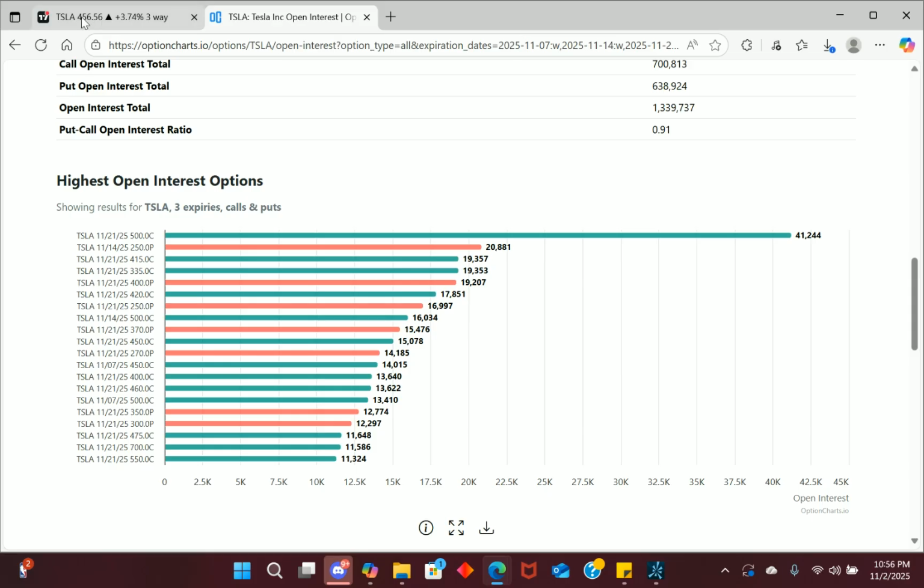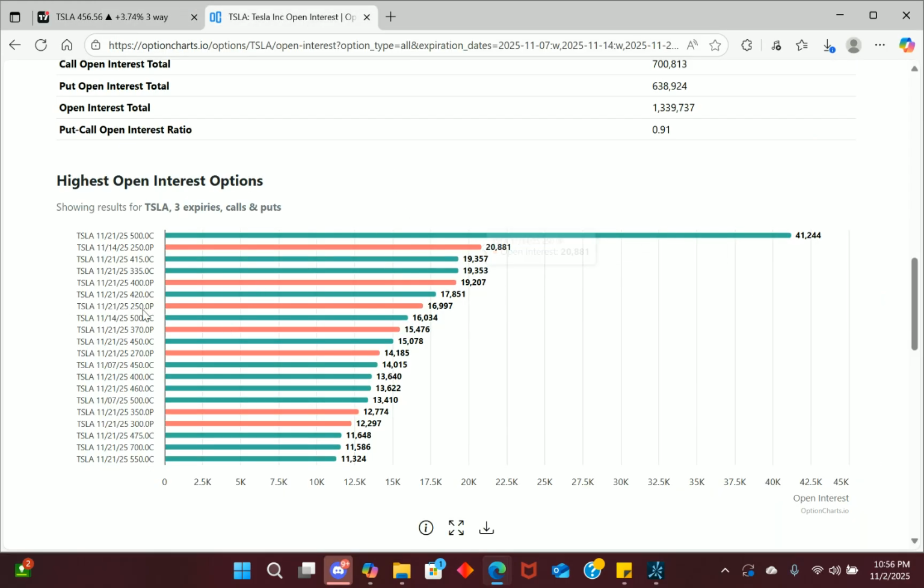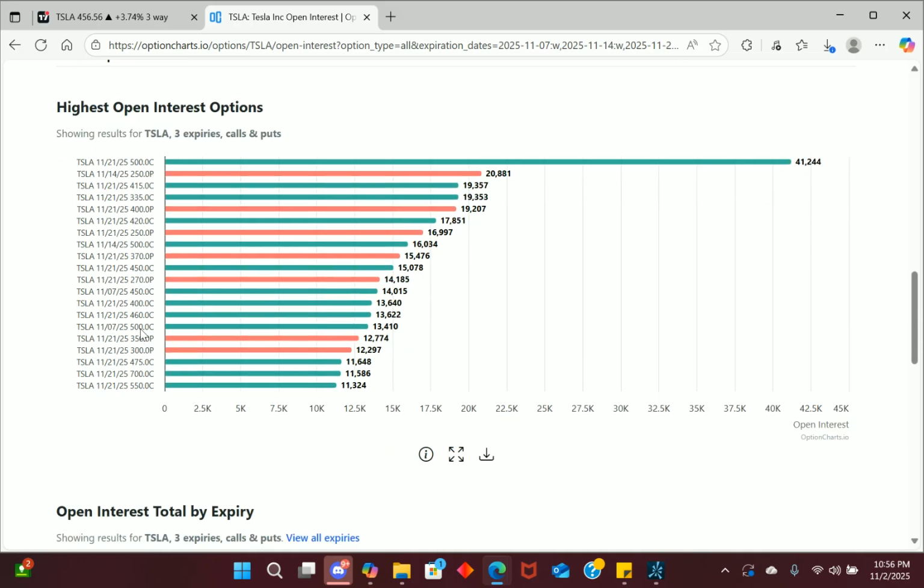Now, we have our levels that we just did. The first level we had at the 0 was 438, and we want to round that up and see if there is anything close to that on these particular levels. If you notice here at 500, there are 41,000 calls, planning to expire November 21st. We also have some puts sticking out at 415 and 335, and something at 420.